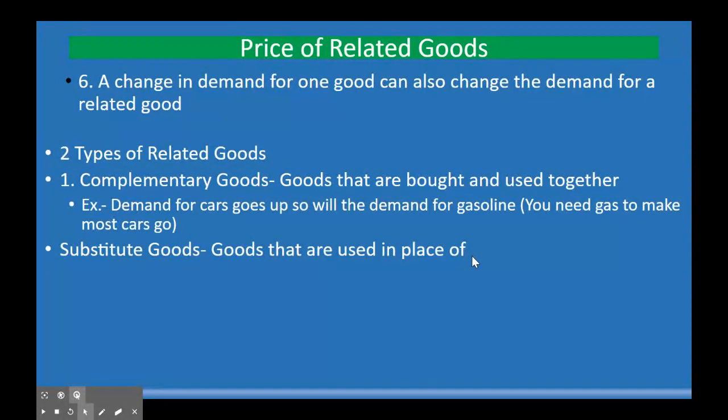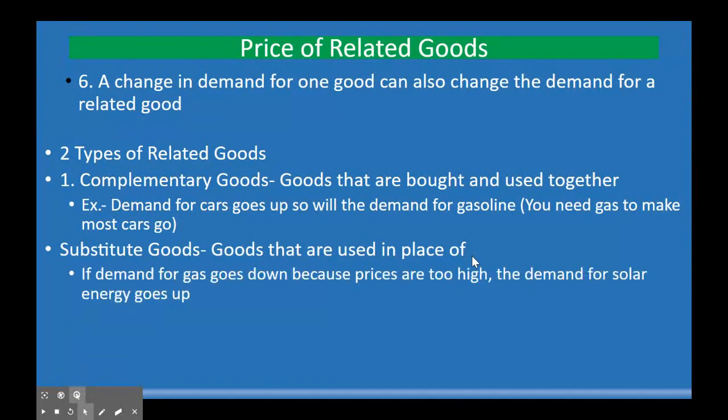So you would buy more gas because there'd be more cars. And then we've also already talked about substitute goods. But again, these are goods that are used in the place of a particular item. So the demand for those things would go up as well. For instance, if the demand for gas goes down because prices are too high, then the demand for solar energy could possibly go up, or the demand for electricity or batteries. If you were driving an electric car, it would naturally go up if gas prices became too high. So those are substitute goods.